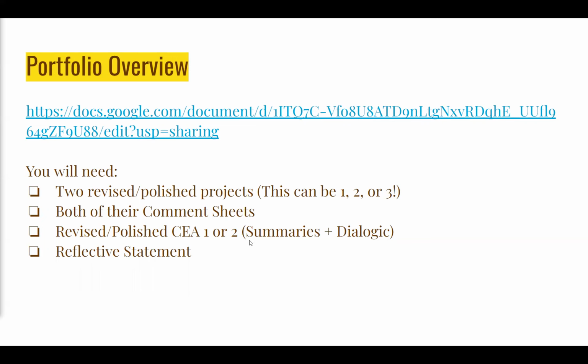A revised and polished CEA 1 or 2. All I need for the CEA are the summaries and the dialogic. You can put whatever else you want in there, but I'm not going to look at it. So make your life easier and just do the summaries and the dialogic. I don't need the contextual intros. I don't need the analysis charts, just the summaries and the dialogic. You can even put the summaries all in the same doc if you want to, totally up to you.